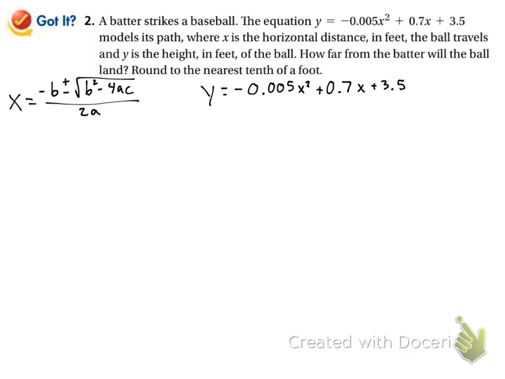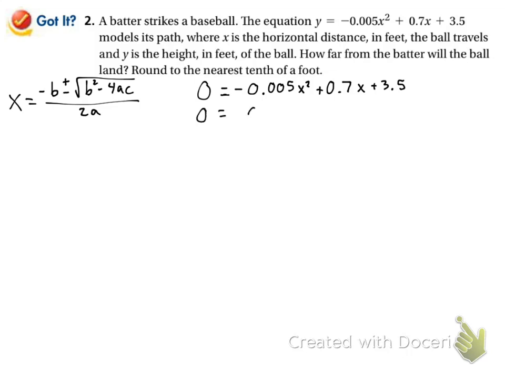One other thing you might notice is this is y equals. And you might say, hey, last time we had to have it 0 equals. Here's the deal. If we look at what the problem is actually asking, it says, how far from the batter will the ball land? Well, y is telling us the height of the ball. If the ball lands, that means y is 0, the height is 0. So really, we're looking at this where y is 0.